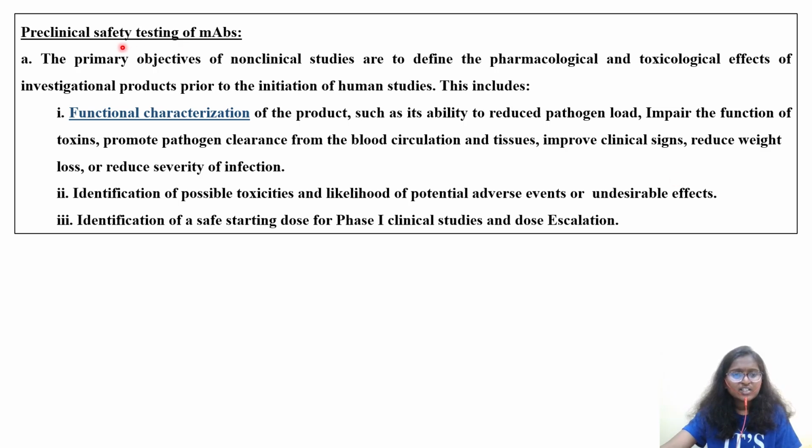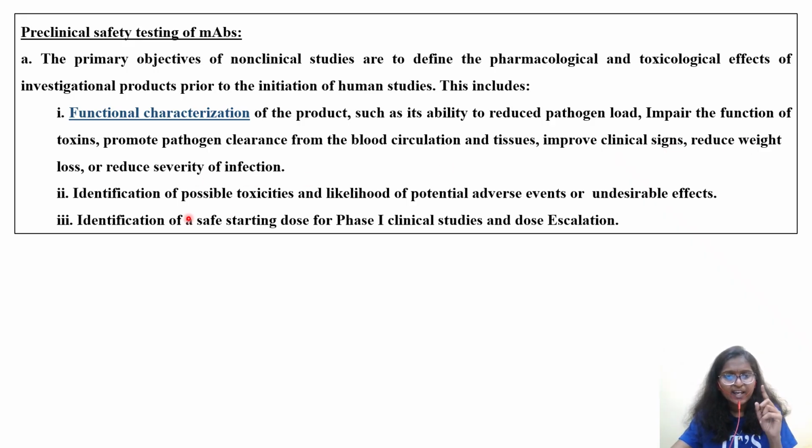And next we have preclinical safety testing in monoclonal antibodies. The primary objectives of these non-clinical studies are to define pharmacological and toxicological effects of investigational products prior to initiation of the human study. Before initiating clinical trials, you have to do preclinical studies, which include functional characterization of the product, such as its ability to reduce pathogen load, impair the function of the toxin, promote pathogen clearance from your body, from the blood circulation and tissues, improve clinical signs, reduce weight loss, or reduce severity of the infection.